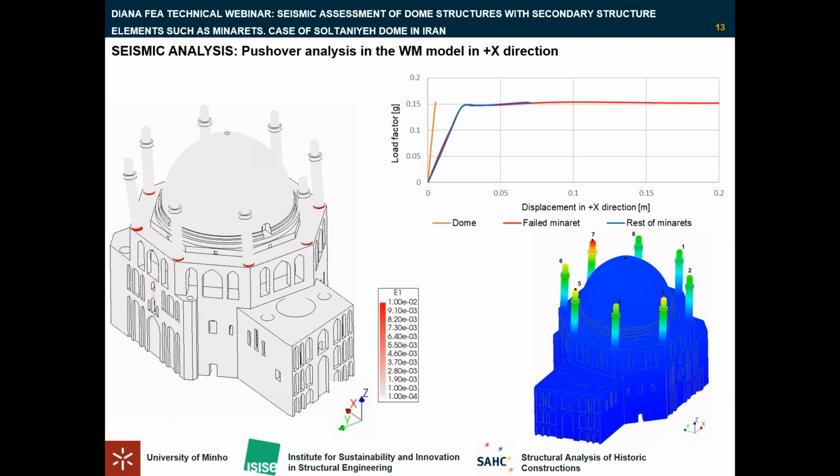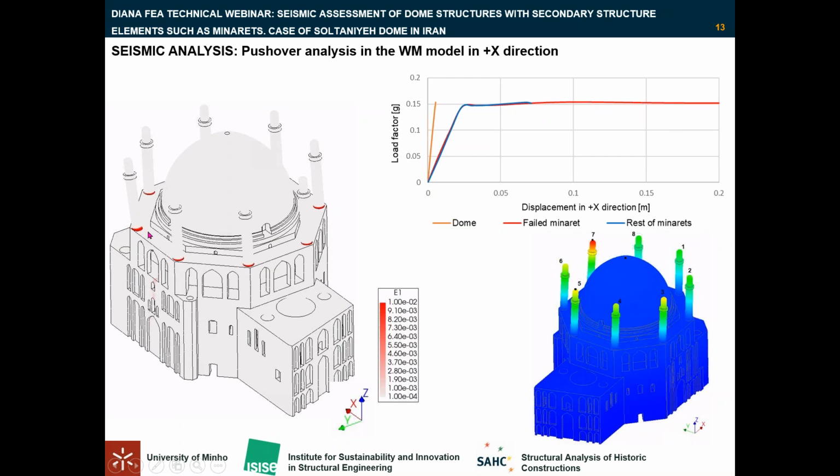The failure mechanism is observed in minaret number 7 here. The extent of damage at the base of minaret number 7 is notably more severe since the structure in this part presents some asymmetry and the wall supporting this minaret is thinner, I mean this wall, compared to the other walls of the octagon, especially in this part.